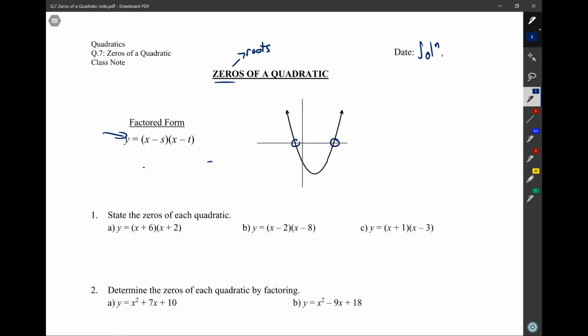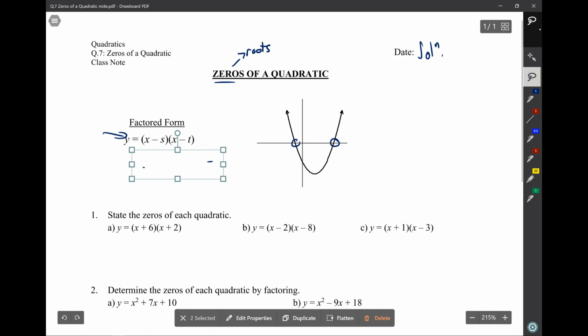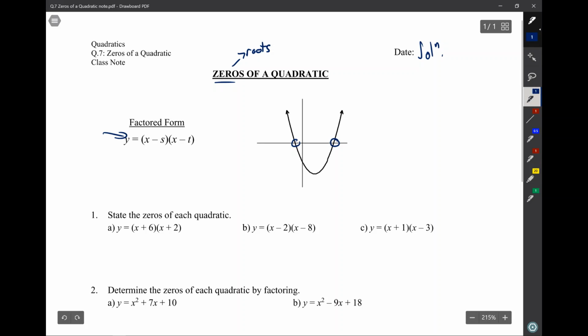But you can see that because the operation happening on the right-hand side of my equation is multiplication between my two brackets, if either one of these two brackets equaled 0, then the entire side of this equation will equal 0, meaning y itself will equal 0.